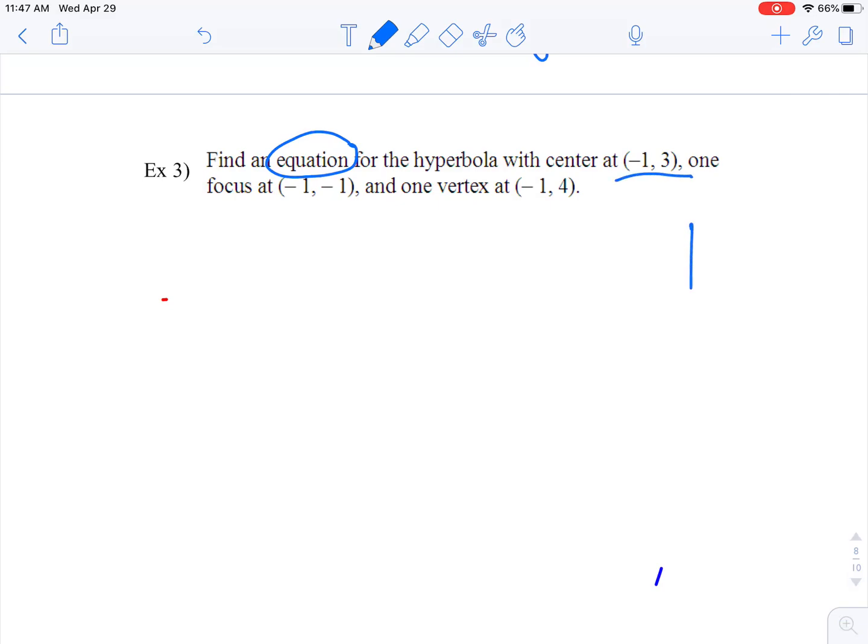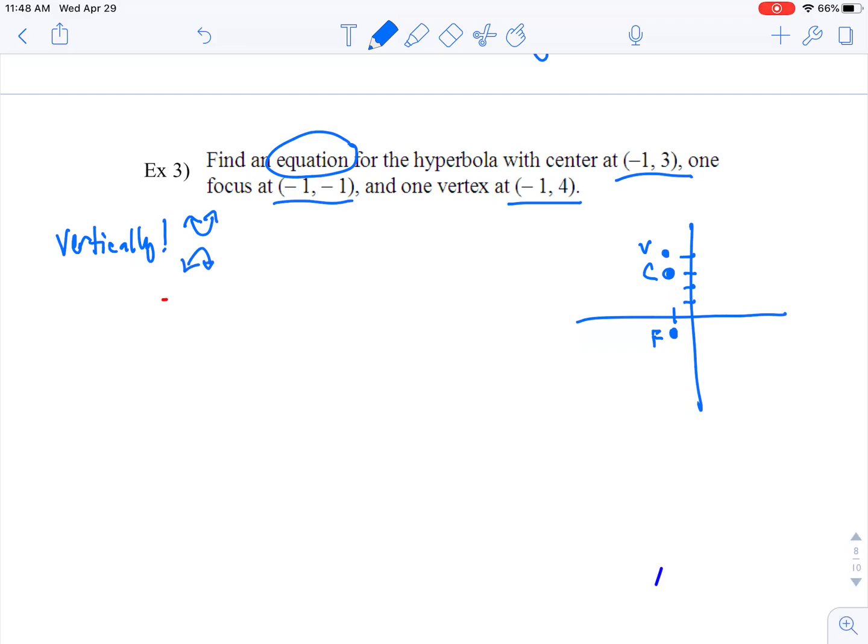We know that the center is at negative 1, 3. So I'll plot my center, negative 1, 3, just so I kind of have an idea of where I am. I know that I have one focus at negative 1, negative 1. So that's down here. And I have one vertex at negative 1, 4. So that's up here. Now, the fact that all 3 of these points line up vertically tells me that this hyperbola has to open up or down.